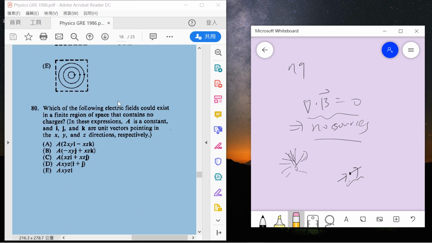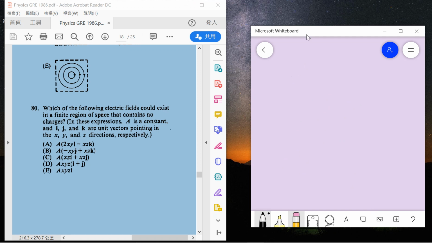Next, the question says which of the following electric fields could not exist in a finite region. Basically, this is Gauss's law, which tells you that the divergence of E is 0. So which one has divergence 0?